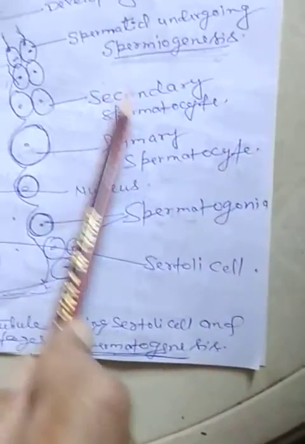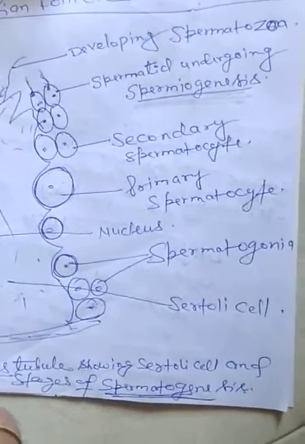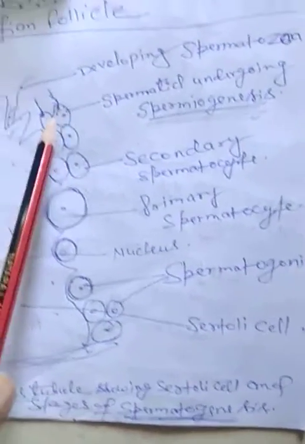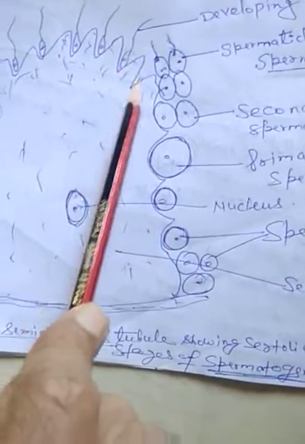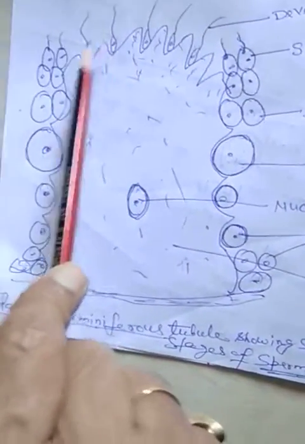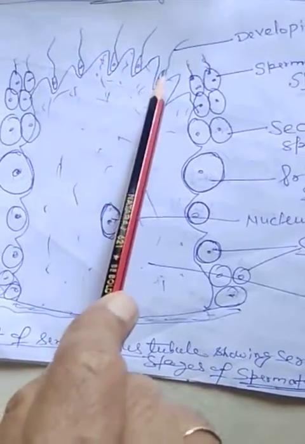What is spermiogenesis? The differentiation of spermatids into spermatozoa. And for this differentiation, the head of the spermatids must be connected with the Sertoli cells, because they produce the many factors that help in this differentiation.